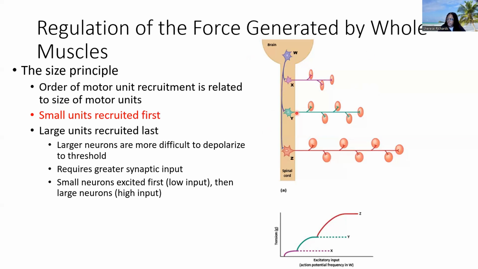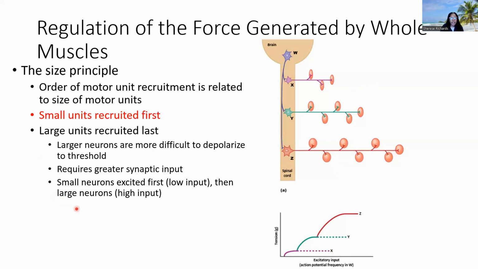And so in the illustration here on the right, here is that small motor unit X. Here's a slightly larger motor unit Y, and then here's an even larger motor unit Z. And so we recruit motor unit X first, then motor unit Y to generate more force, and then motor unit Z, which will generate even more force.